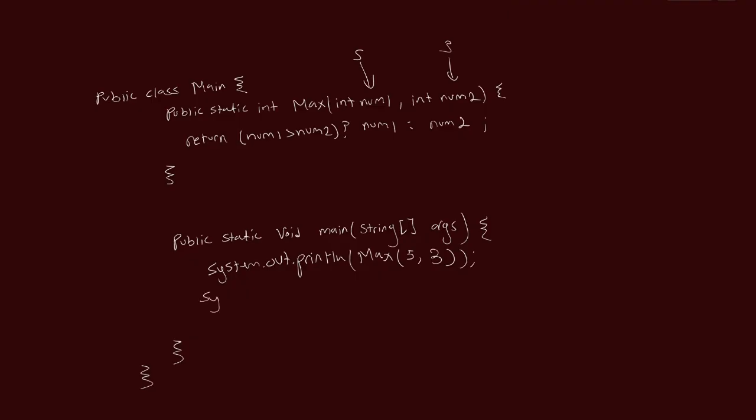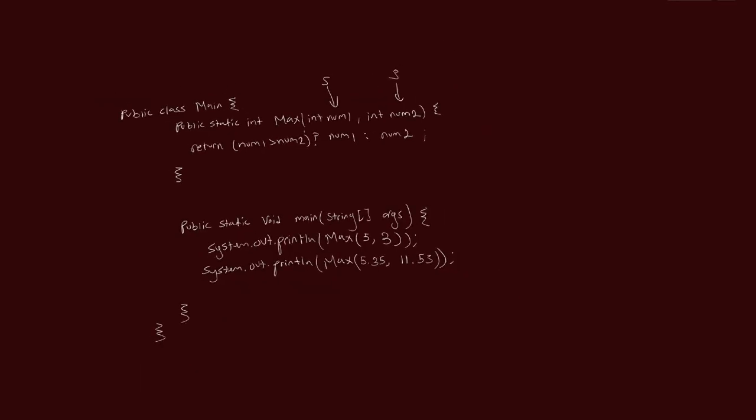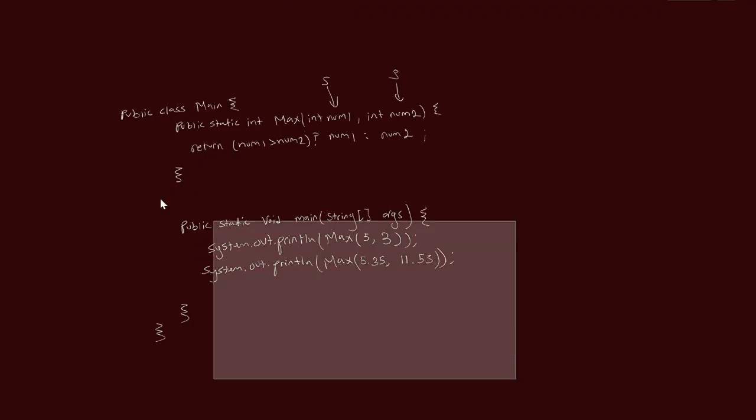But let's say I do System.out.println and call the same method max, but instead of passing in integer values, I pass in double values. What if I do that instead? What's going to happen? Well, obviously we can't put the values in here, because this can only take integer values. But what we can do is an overloading method. Let me bring this down a bit.